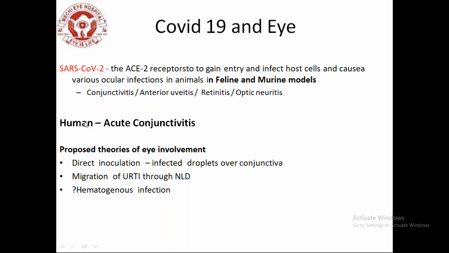So till now, it is seen that in humans it only causes acute conjunctivitis. The proposed theories of eye involvement are direct inoculation, droplets over the conjunctiva, migration from the upper respiratory tract through the nasolacrimal duct of the eye, or maybe a hematogenous spread to the eye.